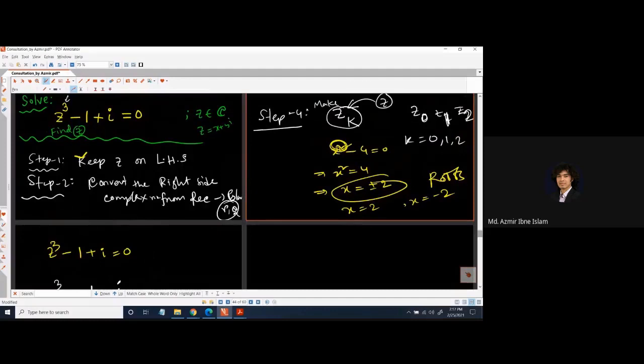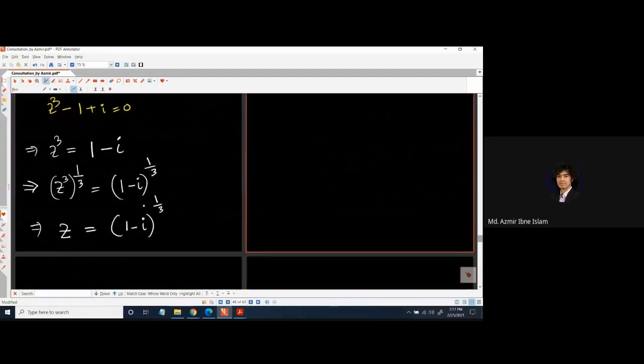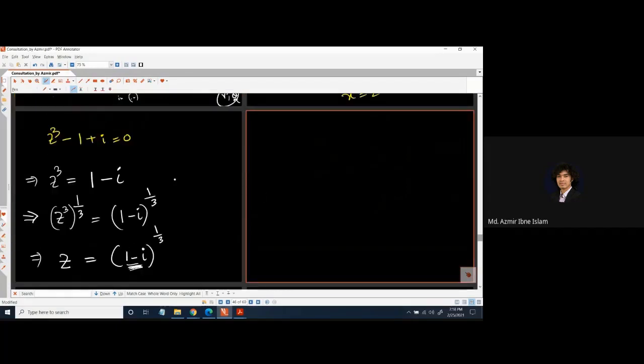So convert the right hand side complex number from rectangular to polar. Here I need to include another thing. Convert the right hand side complex number that is in the parenthesis. That should be converted from rectangular to polar. So here we have the inside quantity, 1 negative i power 1 by 3.